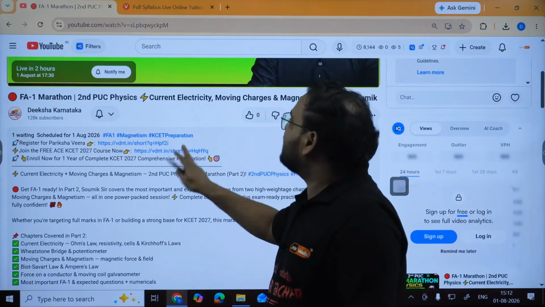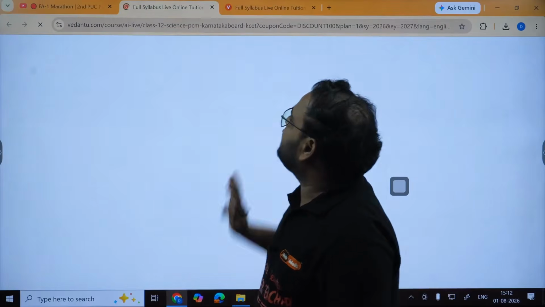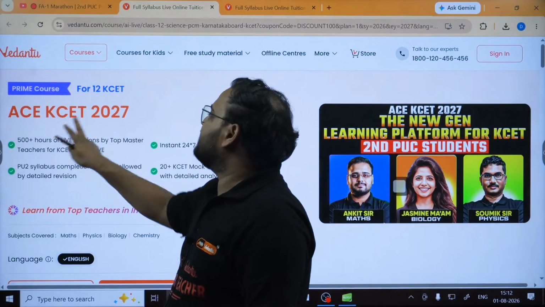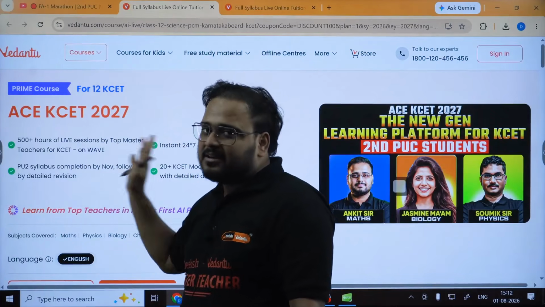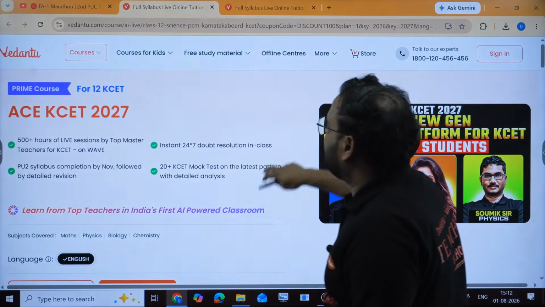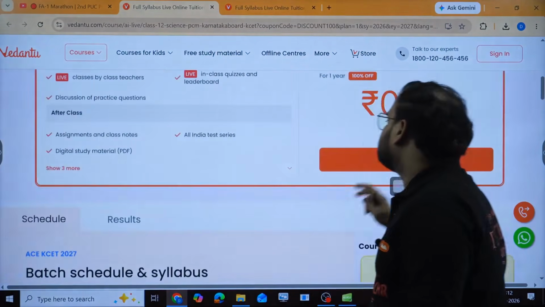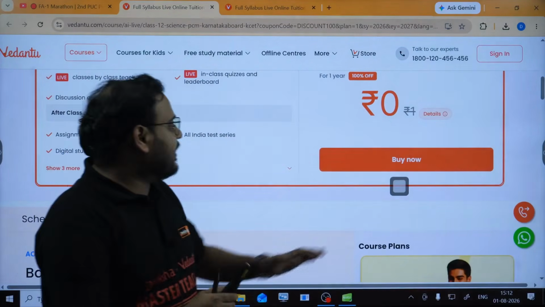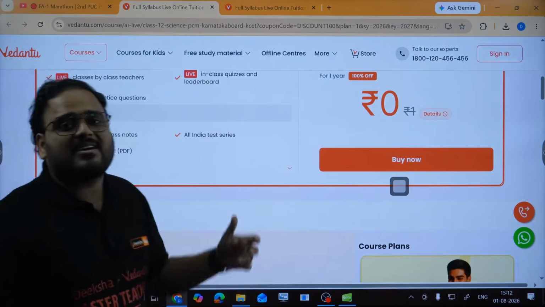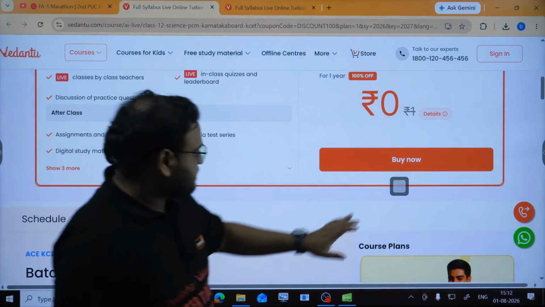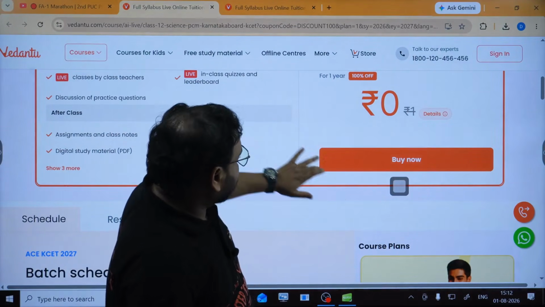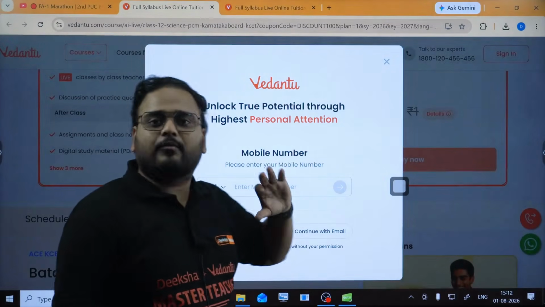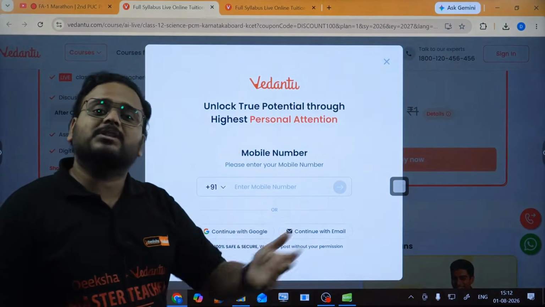If you click on the link, this page will open like this. Simply, this page will open for all of you. Vedantu ACE KCET 2027, this is the title of this particular page. If you come over here and click on buy now, you can see the price is kept as 0 rupees, so there is no charge for that. And if you click on buy now, you have to create a login credential. Let me check, yeah, it's loading. You have to create a login credential using your phone OTP, and once you have done that, you can start using the platform to learn.